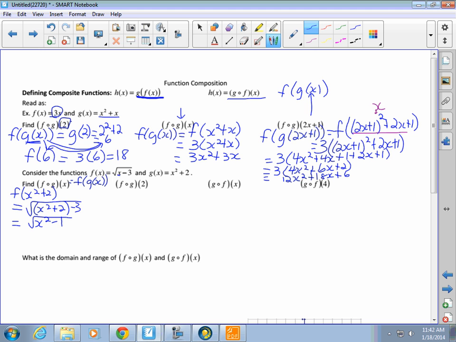The f dot g of 2, so this means that what I'm going to start with is f of g of x, but this time I'm substituting in a 2. So this is going to be the function of 2 squared plus 2, which is just the function of 6. So now that means in my f function, wherever there was an x, I'm going to substitute in a 6. So this is going to equal square root of 6 minus 3. So square root of 3 is my answer.